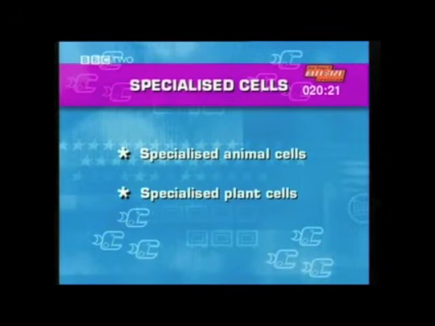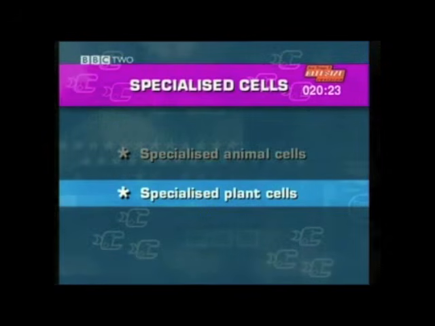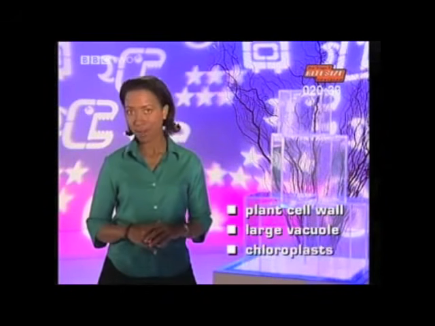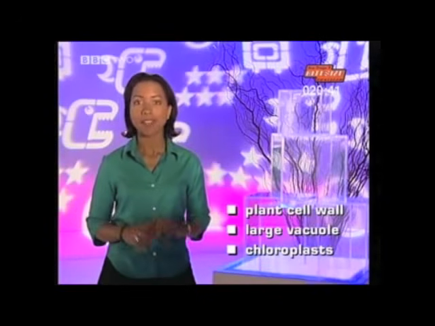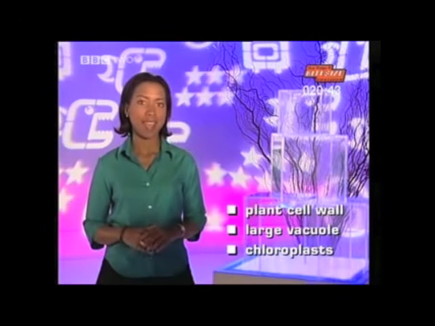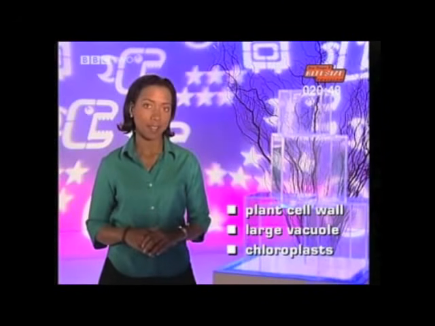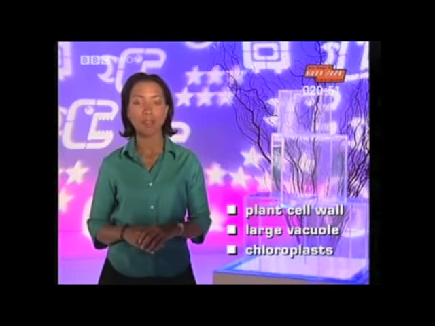The next section in this unit looks at specialised plant cells. Like animal cells, plant cells have a nucleus, cytoplasm and a cell membrane, but they also have 3 other structures: the plant cell wall made up of cellulose, a large vacuole and chloroplasts for photosynthesis. Now, not all plant cells have chloroplasts, and in this first specialised plant cell, there is no need for chloroplasts, as these particular cells live underground and form the plant's roots.